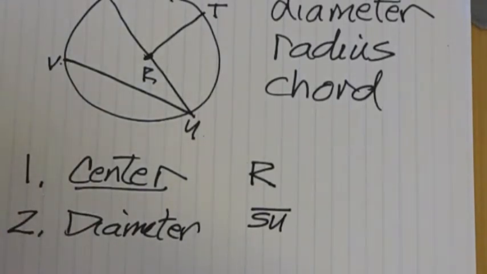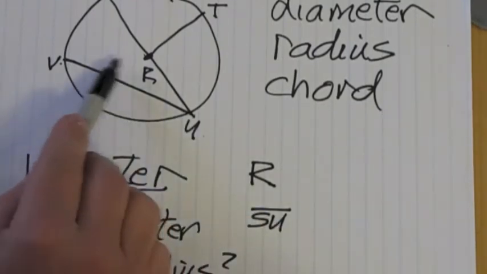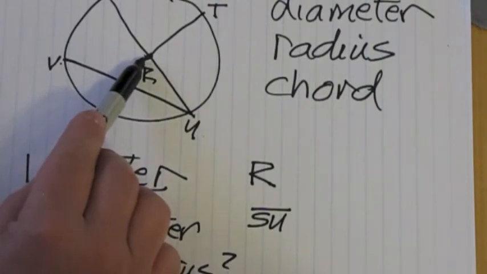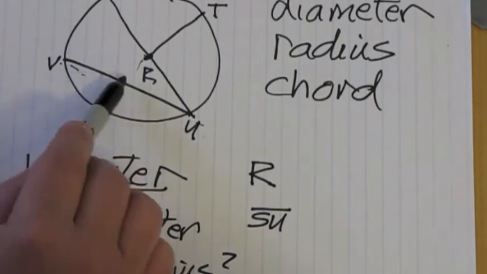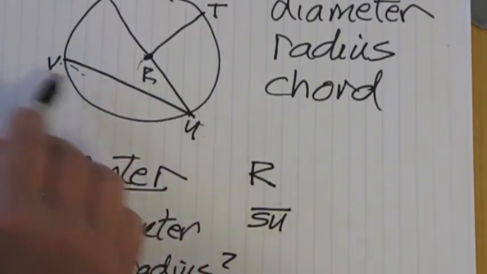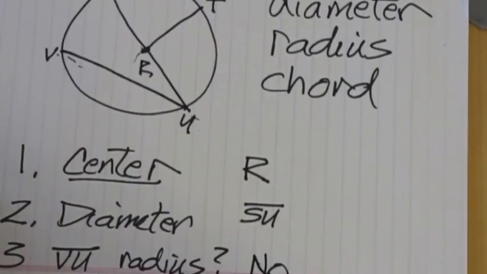Question 3, is VU a radius? So is segment VU a radius? And the answer would be no, because it doesn't start at the center of a circle and then go to a point on the circle. VU does not start at the center. It's 2 points on the circle. So the answer would be no.